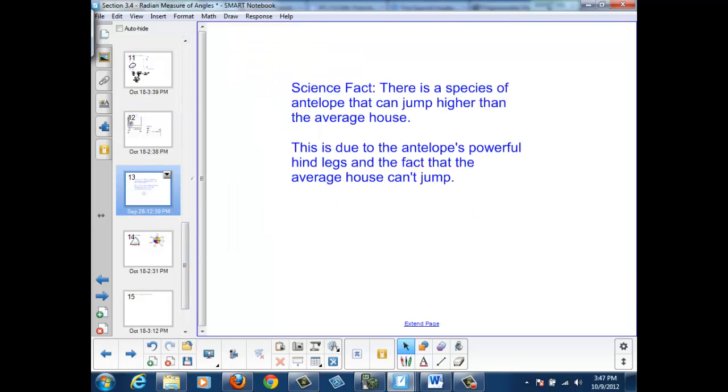And our final thought, there's a species of antelope that can jump higher than the average house. This is due to the antelope's powerful hind legs and the fact that the average house can't jump.